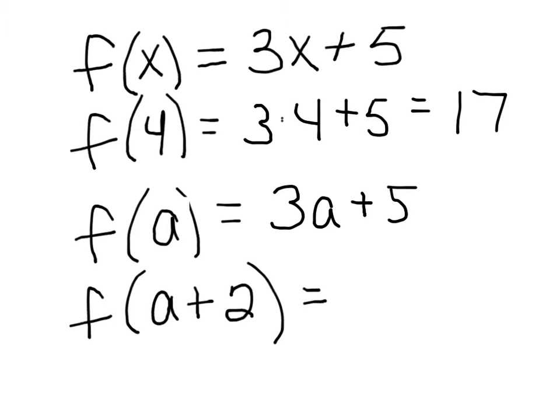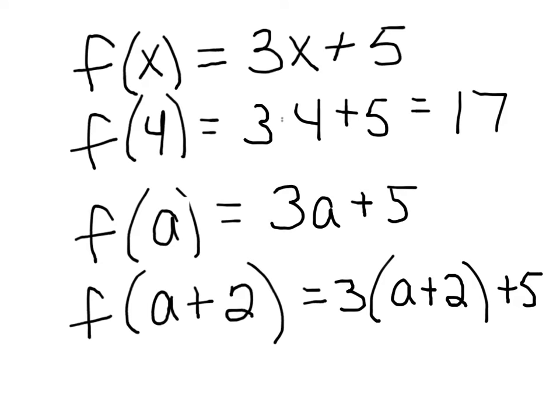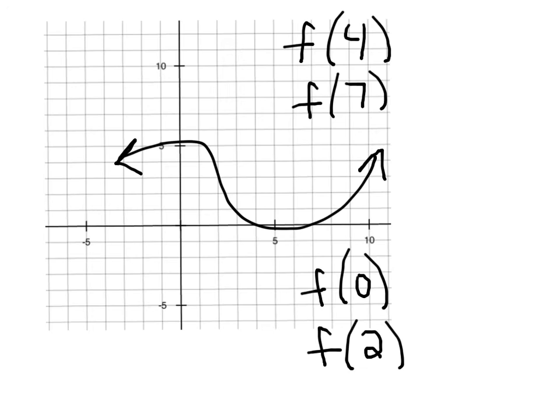If I give you a plus 2, that whole thing needs to go in place of the x. So you'll have 3 parentheses a plus 2 plus 5, and then you will distribute to simplify. Plus 6 plus 5 is going to give you plus 11.